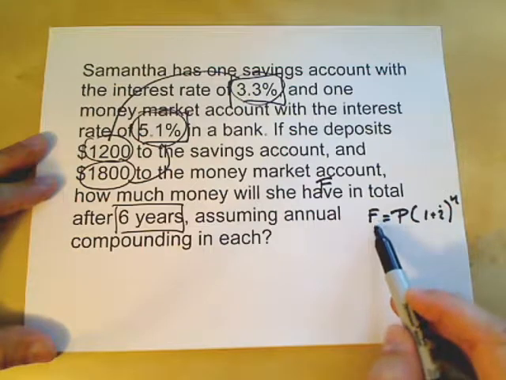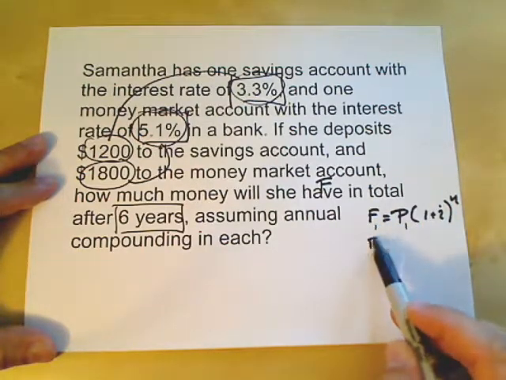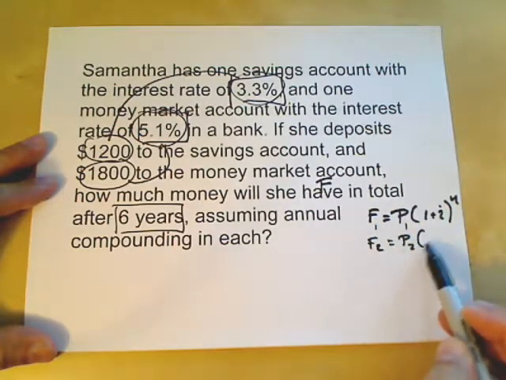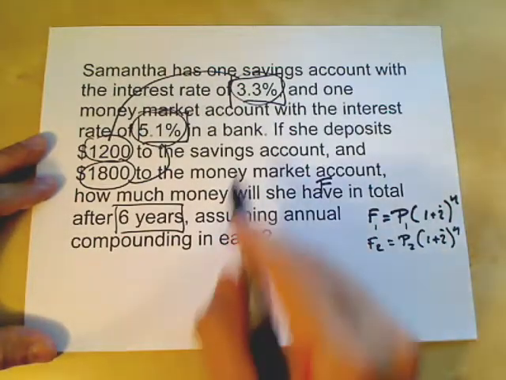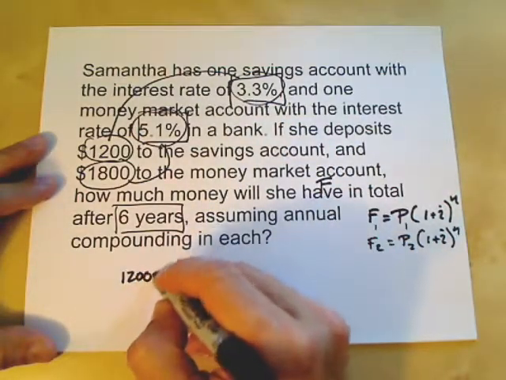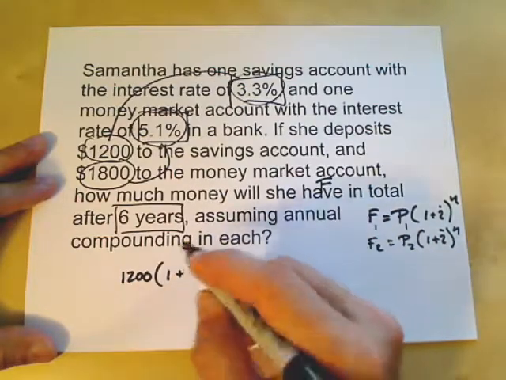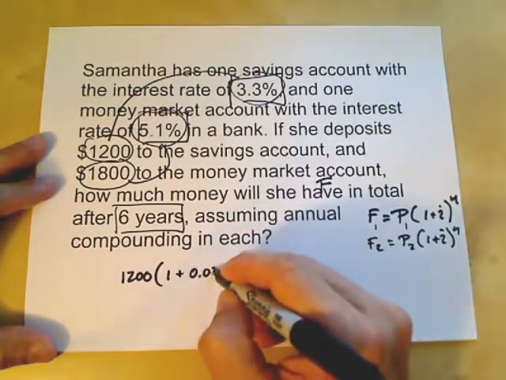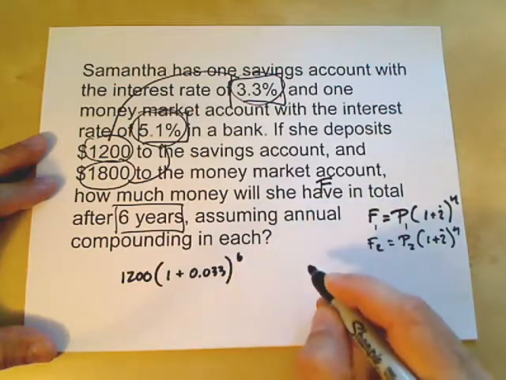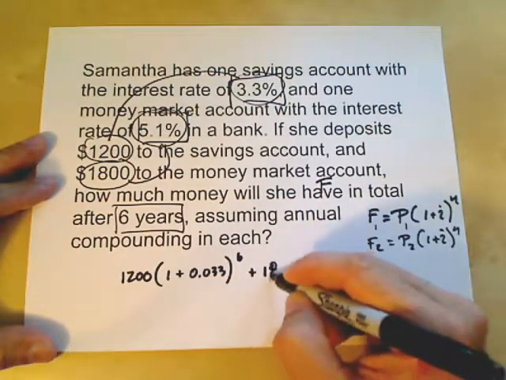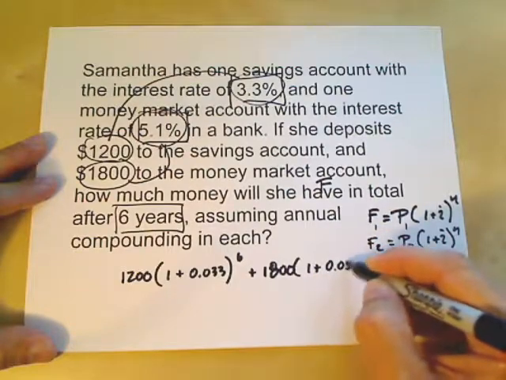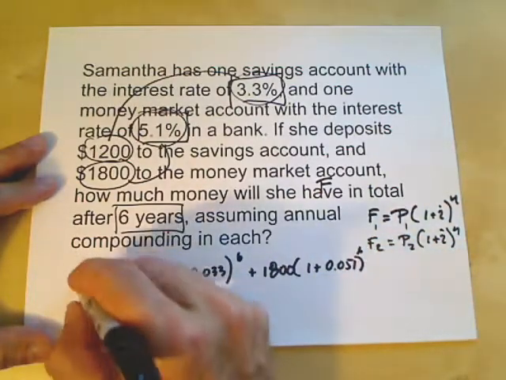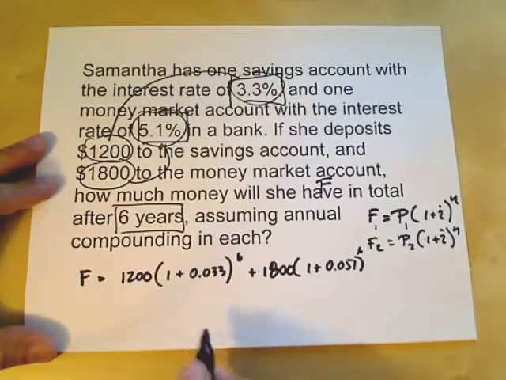Instead, you have to set up two equations and add them together. There will be two terms. In this case, it's 1200 times (1 plus 0.033) to the 6, plus the 1800 times (1 plus 0.051) to the 6. That equals the future value.